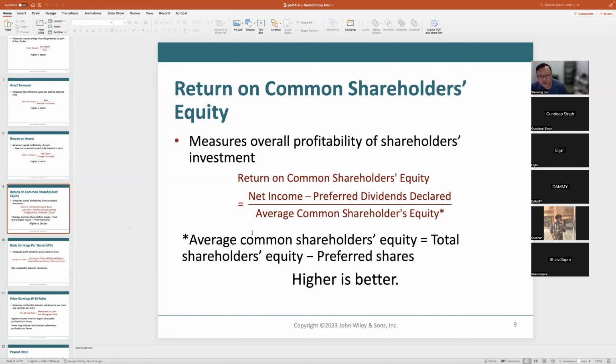And then you divide by the average common shareholders' equity. How do you calculate common shareholders' equity? You use the total shareholders' equity minus the preferred shares. The higher is better.